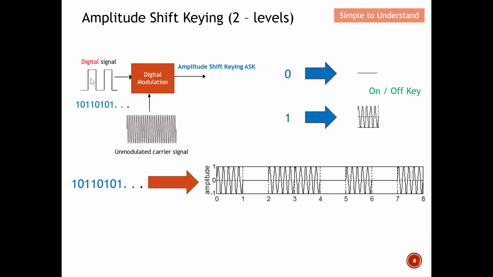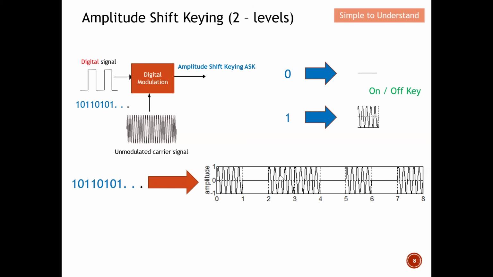Let me give you a clearer example of how we can do this. For example, this is the message that I want to do amplitude shift keying on. I duplicate this message here, and this is the outcome of the amplitude shift keying, the ASK.